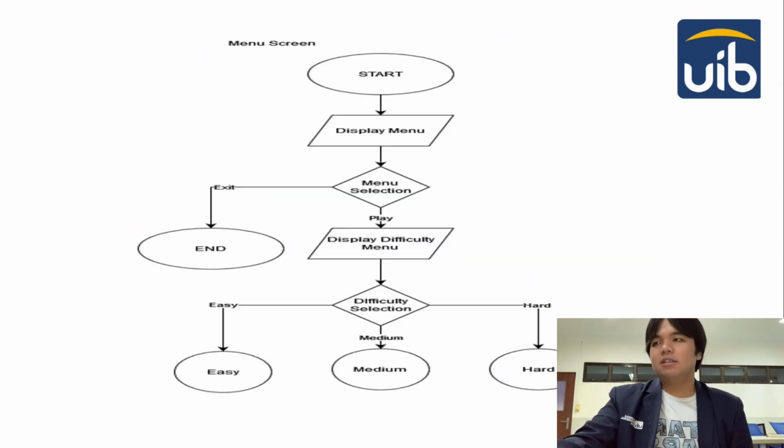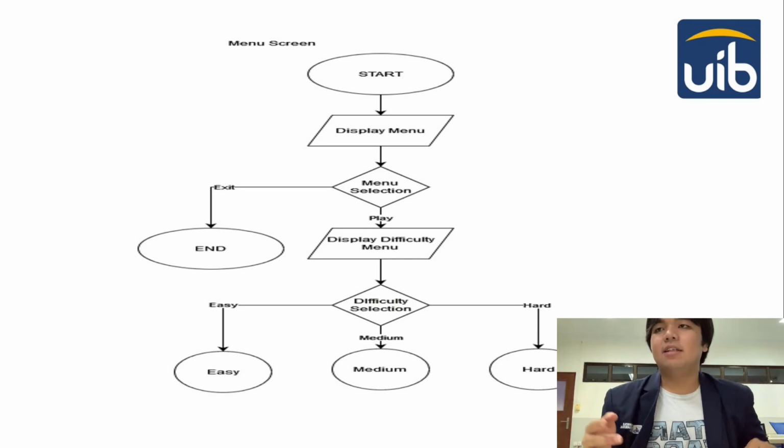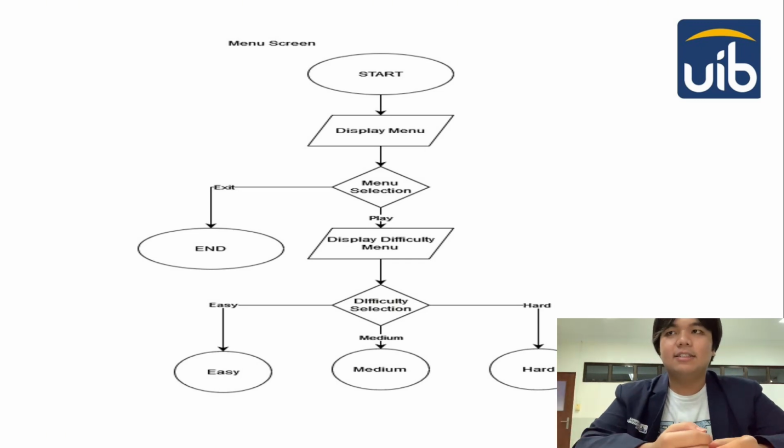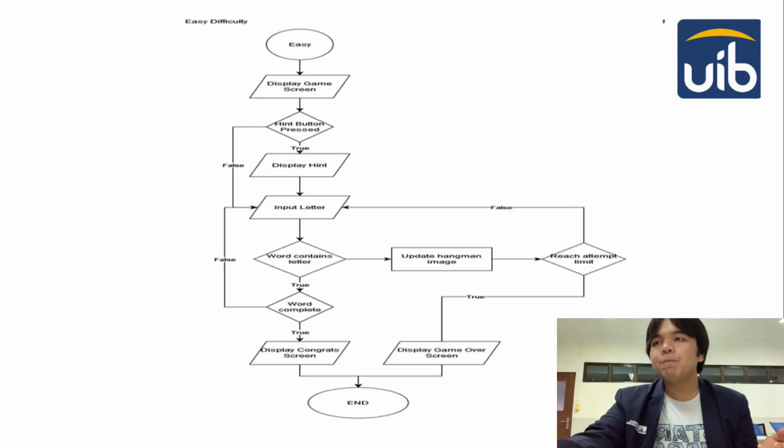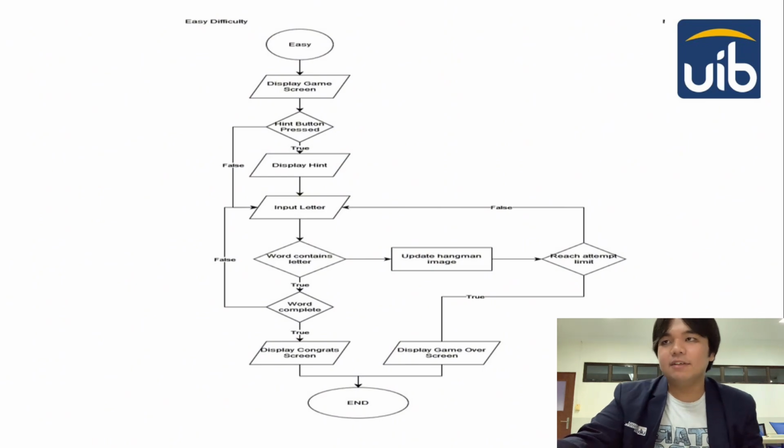And so here's the flowchart of the menu screen. You can see it starts, goes to display menu, and we have the decision of menu selection. If we choose exit, then it's the end. And if we choose play, we display a difficulty menu, where we choose easy, medium, or hard. If we choose easy, this is the easy flowchart.